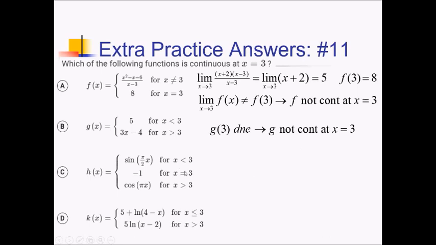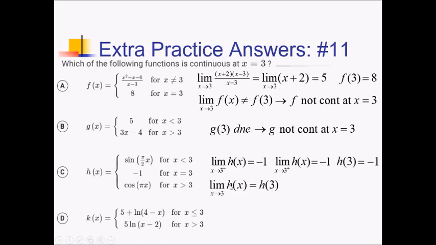Moving on to h. Left side limit on this one, we're going to be plugging 3 into this less than 3 rule, so sine of 3 pi over 2, which is going to be -1. And the right side limit at 3, now we're plugging 3 into this rule. This is going to be cosine of 3 pi, which is also -1. Function value, f, or actually in this case h of 3, is going to be -1. So the function value and the limit for h as x approaches 3, those all match up. So h then is continuous at x equals 3.